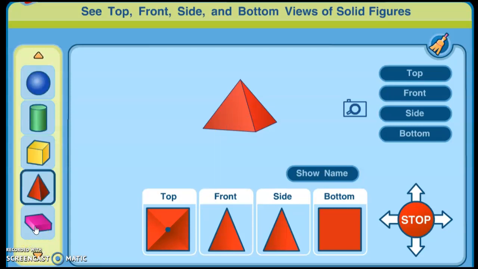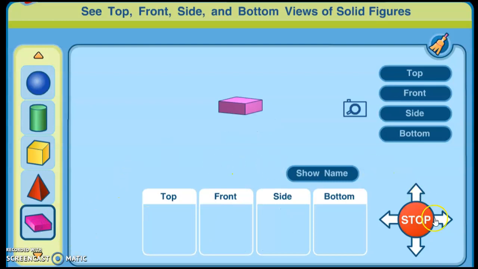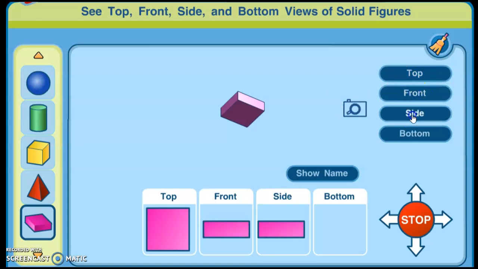And then last but not least, our rectangular prism. So if we move it, you can kind of see that moving around a little bit. It goes pretty quick. But we can take a look at the top, the front, the side, and the bottom. And a rectangular prism is similar to a cube in that it has 6 flat surfaces, and it also has 8 vertices. So it's hard to see again on the screen, but there are 6 flat surfaces and 8 vertices on a rectangular prism. Okay, so those are the properties of solid figures.